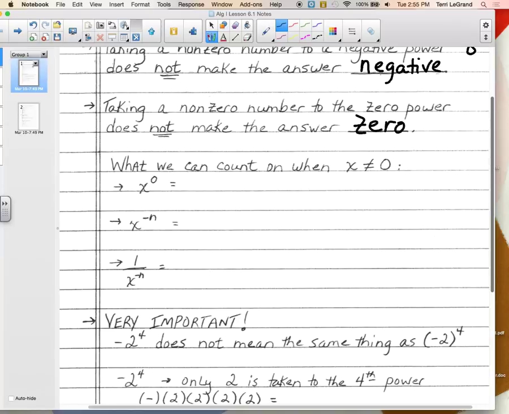Aaron? 5 to the 0 power is 1. Mara? 6 to the 0 power is 1. How about 0 to the 0 power? 0 to the 0 is 1. I wonder why that is.